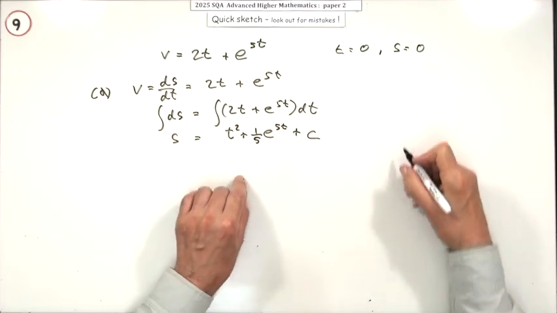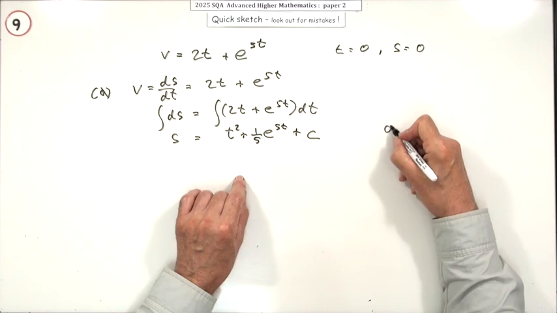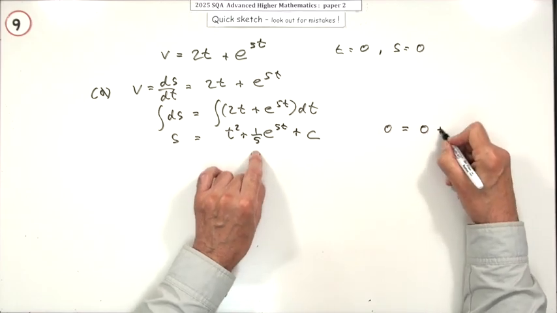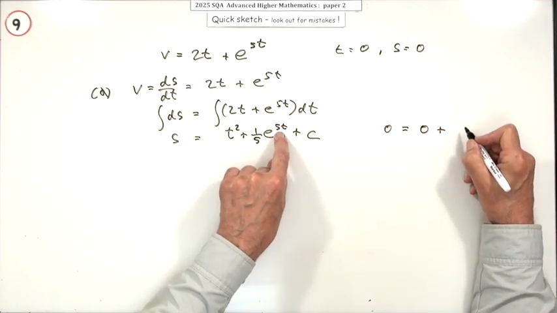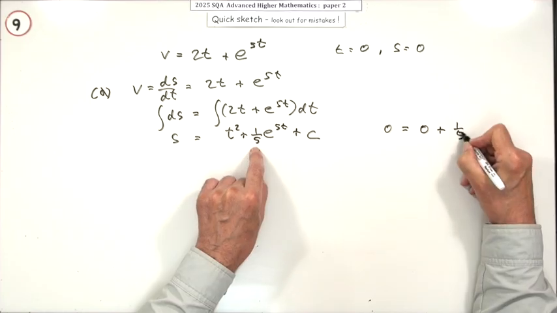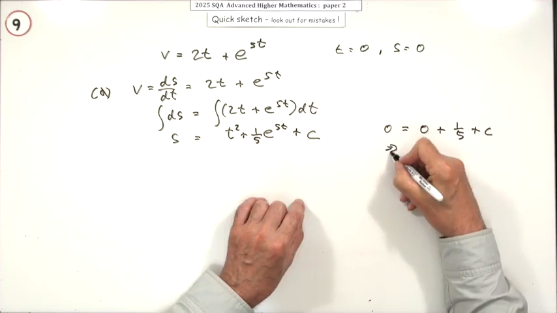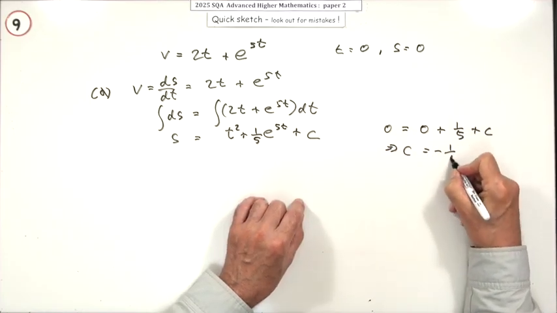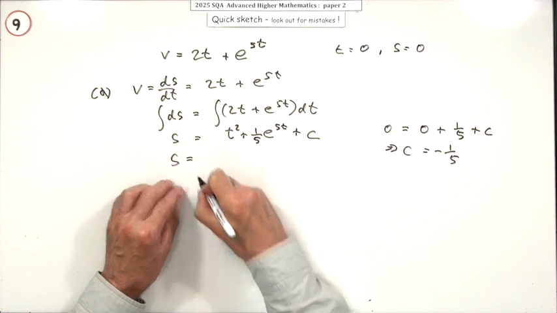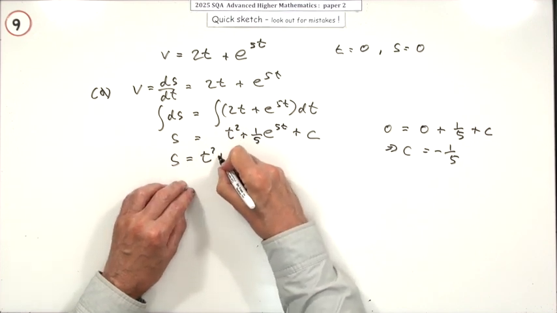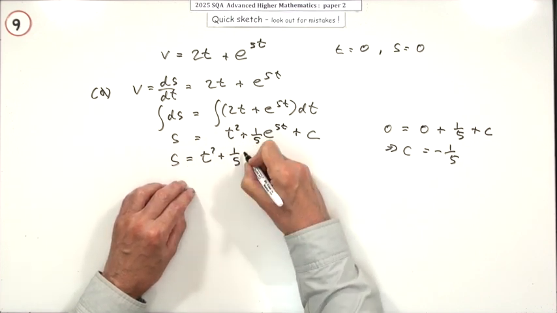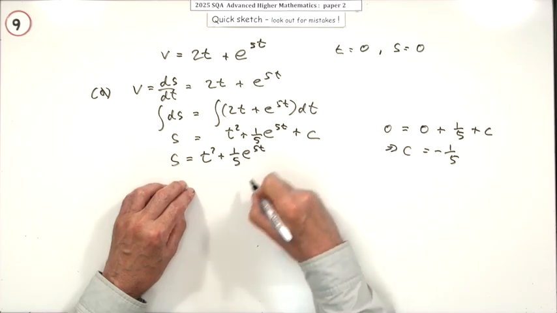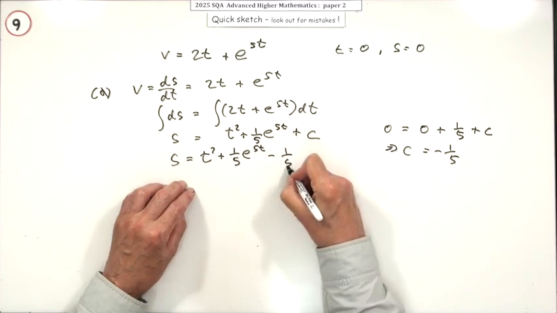Now, this part here says, when t is 0, s is 0. So 0 equals 0 plus, e to the power 0 just means it's a 1, so plus a fifth, plus c. So you've got c equals negative a fifth. So here you are. s is t squared plus 1/5 of e to the 5t minus a fifth.